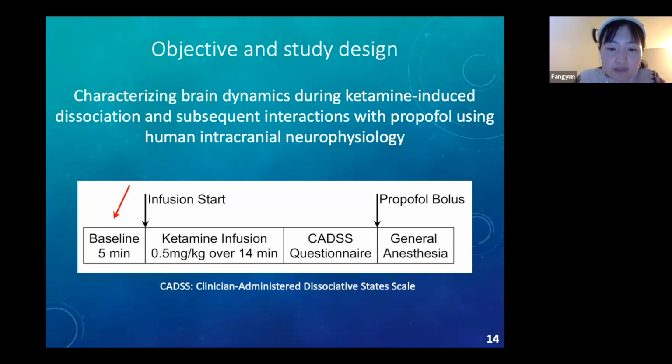Total dose is 0.5 milligram per kilogram over 14 minutes. Patients then completed a questionnaire to evaluate dissociative states. Propofol bolus was then given to the patients to induce general anesthesia.